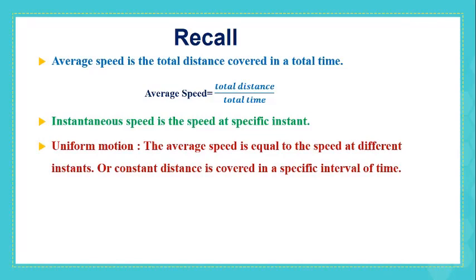Uniform motion is when average speed is equal to speed at different instants, or when a constant distance is being covered during specific interval of time.